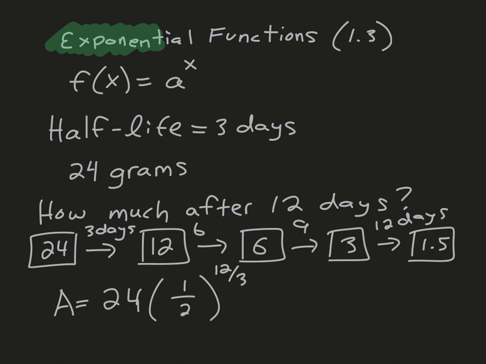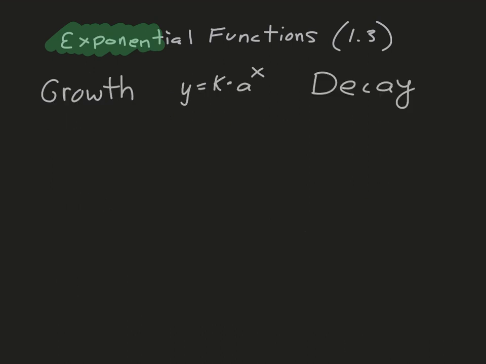And we're going to raise it to the length of time we're interested in, divided by the length of the half-life. So it's raised to the 4th power, essentially. And if you work all that out, you're going to get the 1.5 grams that we had in the first instance. So half-lives are really common. Just make sure you familiarize yourself with them.